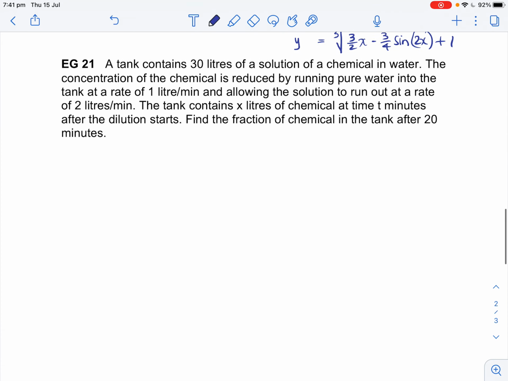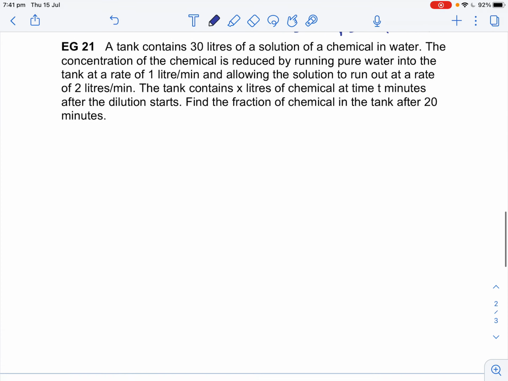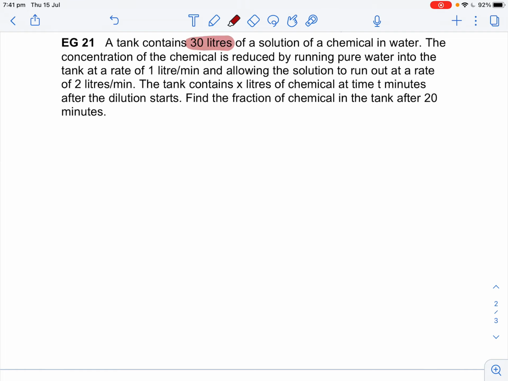Okay, final example. Same thing again. I haven't pre-read this, so let's see how much of a mess I can make of it. A tank contains 30 litres of a solution of chemical in water. The concentration of the chemical is reduced by running pure water into the tank at a rate of 1 litre per minute. Let's get that info in.